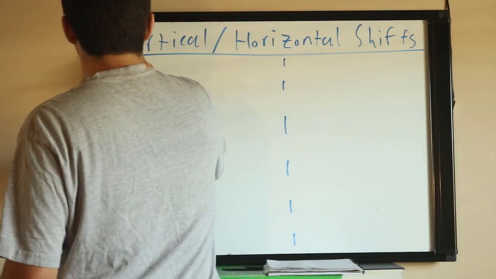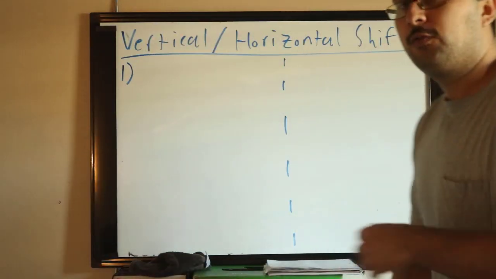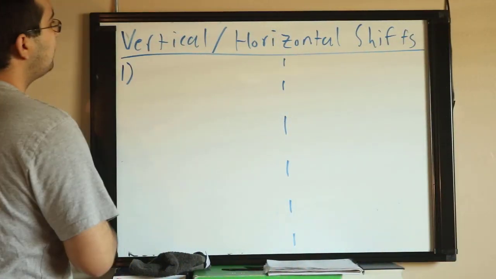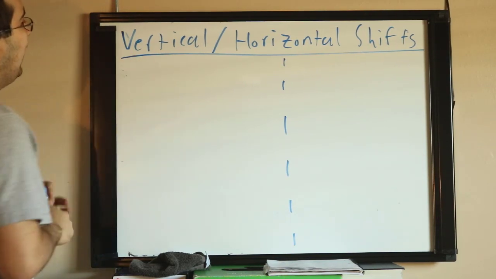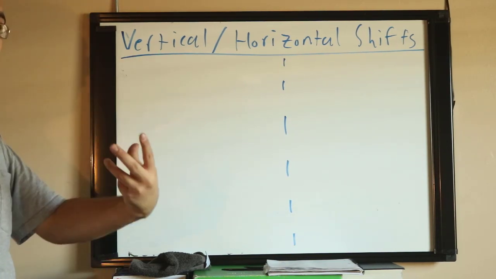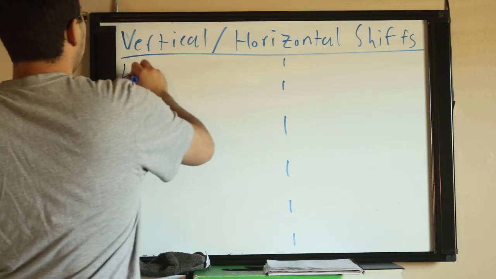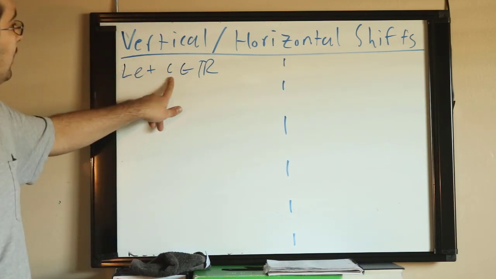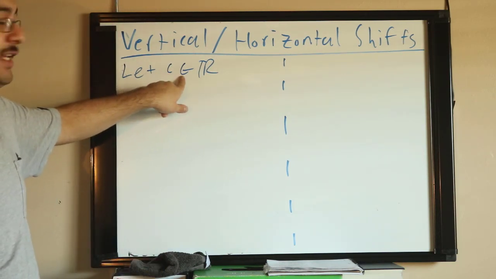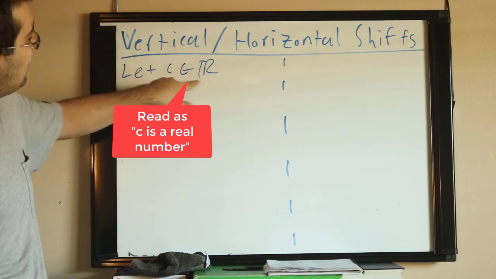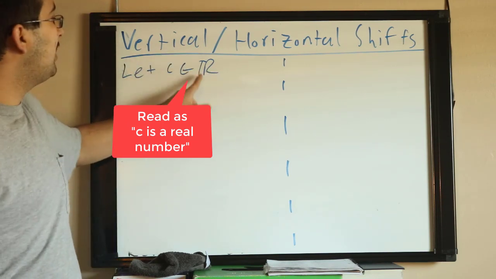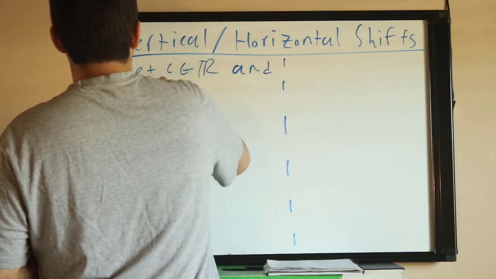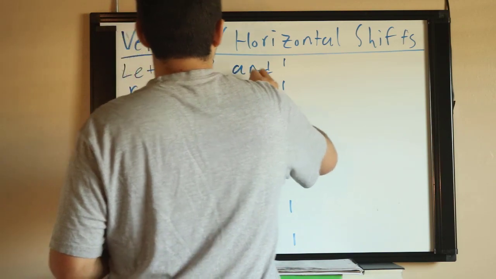Yeah, that'll work. So first let's talk about vertical. There are 2 types of vertical shifts. I'm about to introduce these types of shifts using abstract or generic notation. So we're going to let C be a real number. Just to review notation, this is saying C is in, that means in, and this fancy R is real numbers, so C is a real number. Let C be a real number, and f of x be a function.